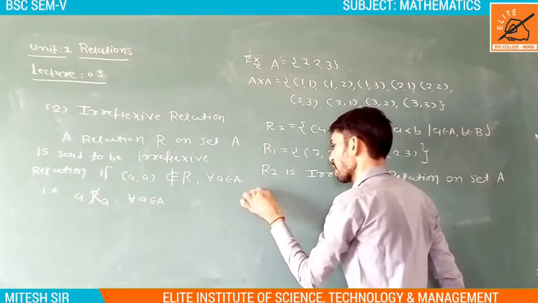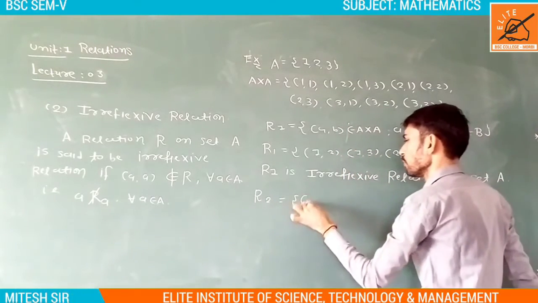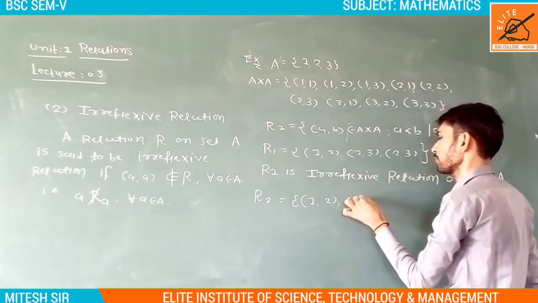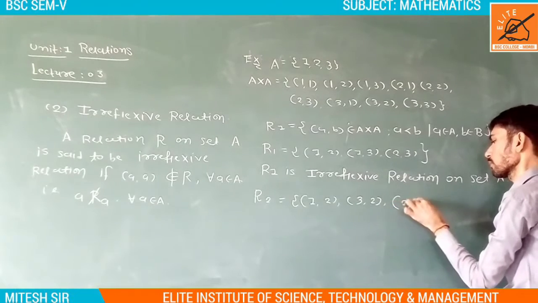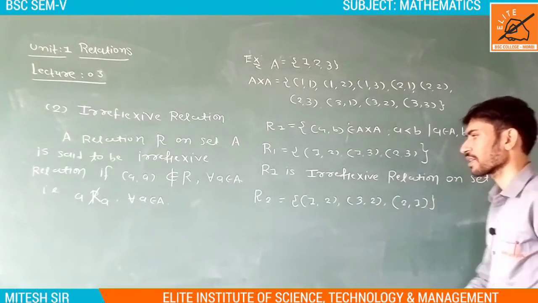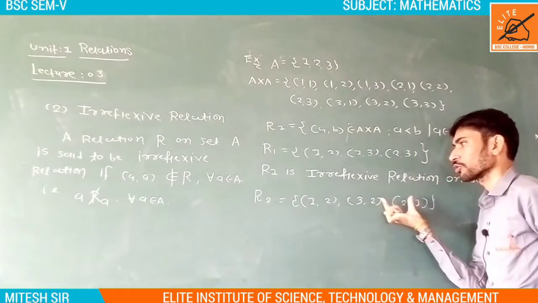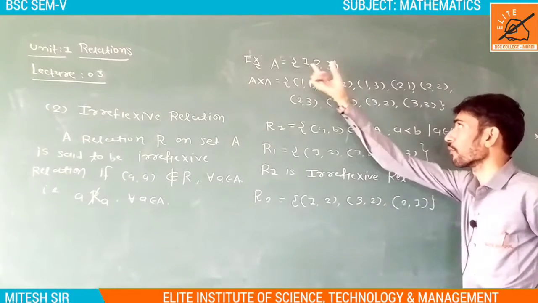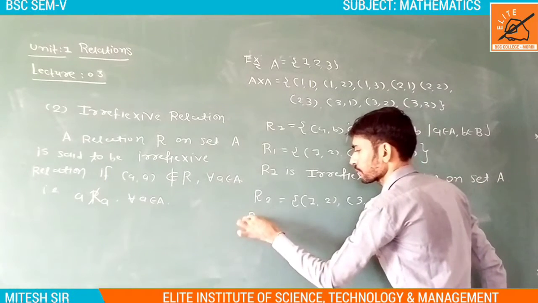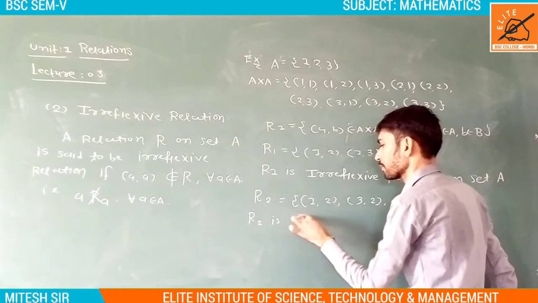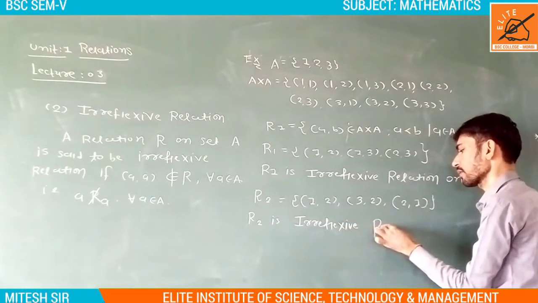Now we consider another relation R2. We just write the pairs 1 2, 3 2 and 2 1. Now look at the relation R2. Your relation R2 contains the ordered pairs 1 2, 3 2 and 2 1. So again your relation R2 does not contain the pairs 1 1, 2 2 and 3 3. So R2 is also an irreflexive relation.